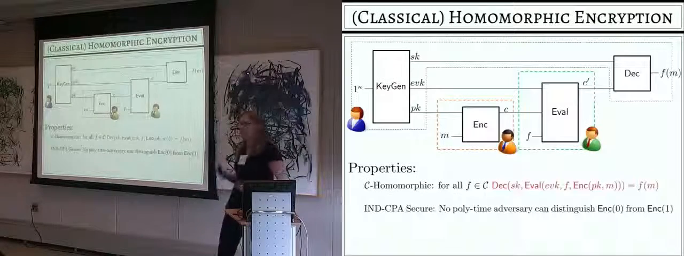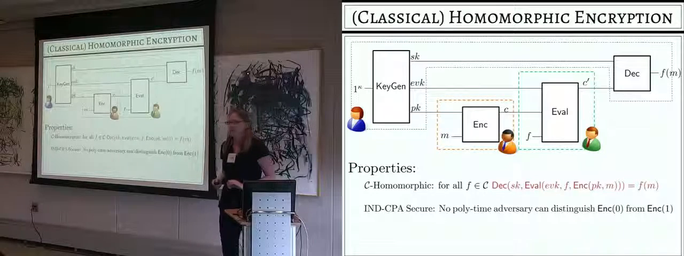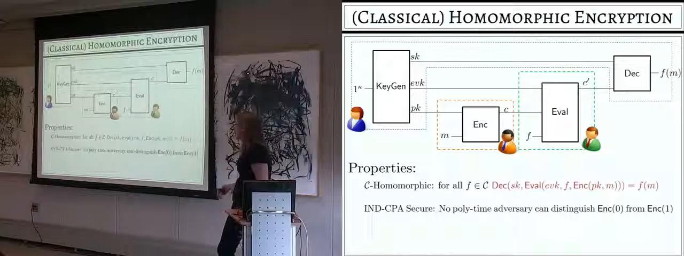Okay, and there's one other property that we would like to have. To illustrate why we need a third property, let me show you how we can trivially achieve both of these properties for C, the set of all classical circuits. So this is what I'll call the trivial scheme.